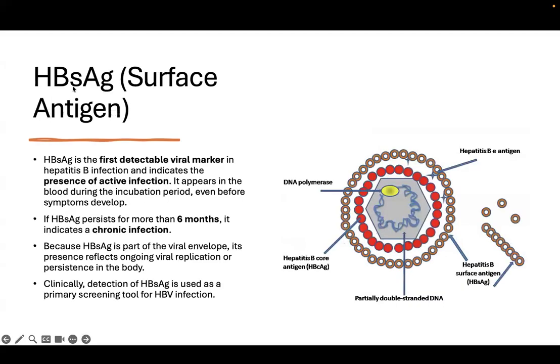So as we said, the hepatitis surface antigen is the first detectable viral marker, and it tells you the presence of an active infection.